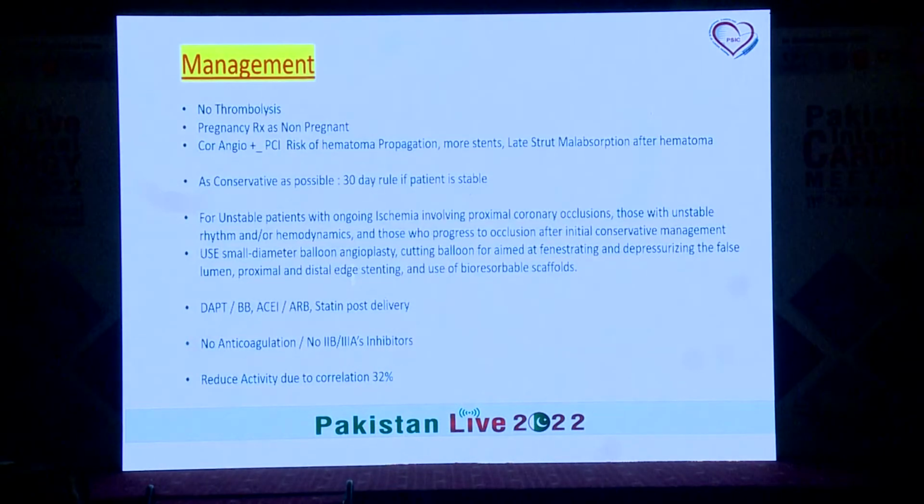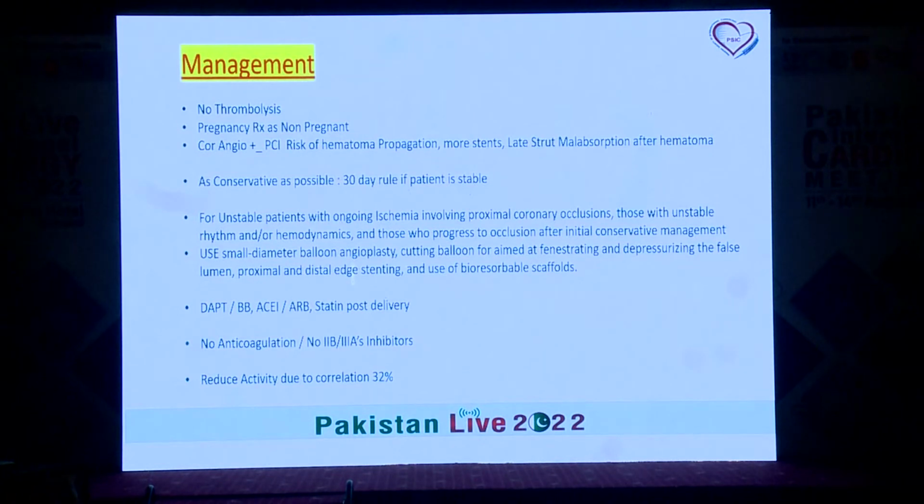So in management, this is my last slide: no thrombolysis, because you need to pay attention to the clinical history, especially in pregnancy, peripartum period. These patients will present, mostly females. You should treat whether pregnant or non-pregnant the same way. I mean, just put a shield on the fetus and don't give them the disadvantage of not giving them aggressive treatment with primary PCI in these patients if you can do it.